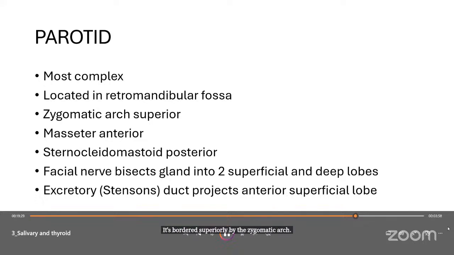You've got the masseter at the anterior aspect, sternocleidomastoid posterior, and the facial nerve actually bisects the gland into 2 lobes, so the superficial lobe and the deep lobe. There's an excretory duct, Stenson's duct, which will project from the anterior aspect of the superficial lobe.